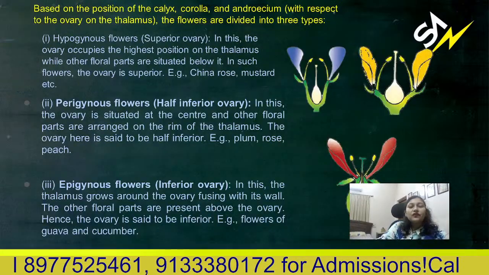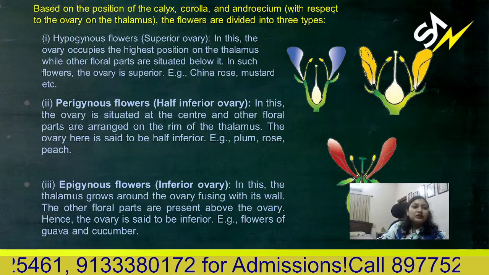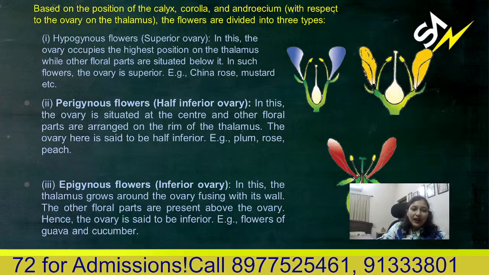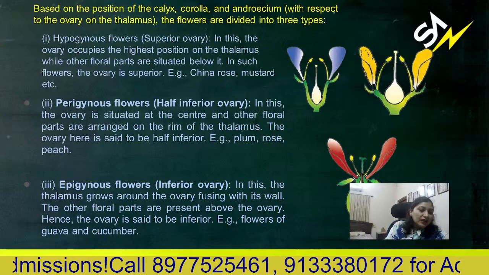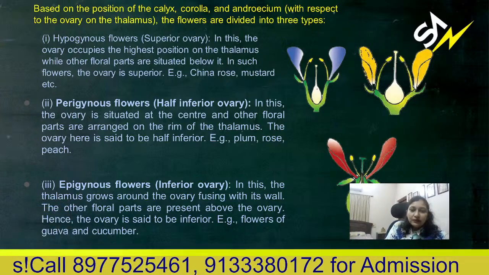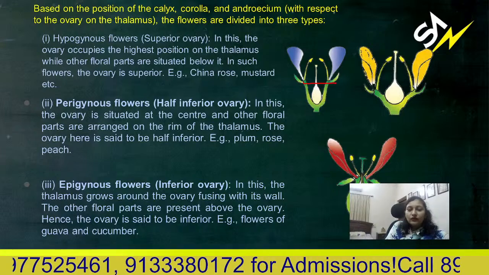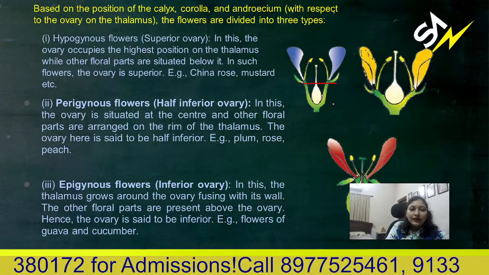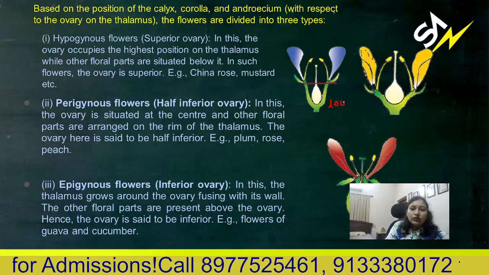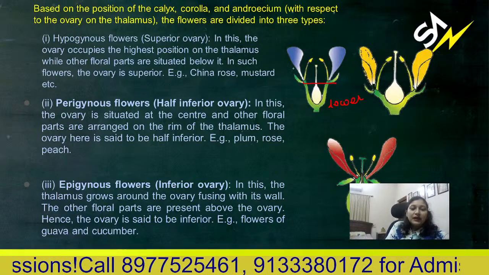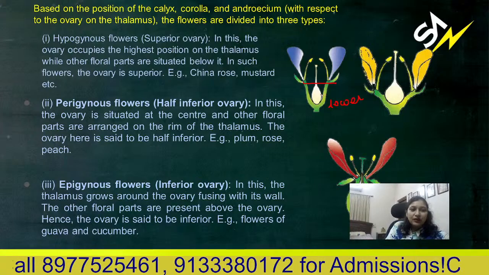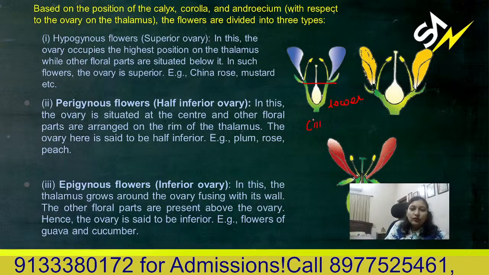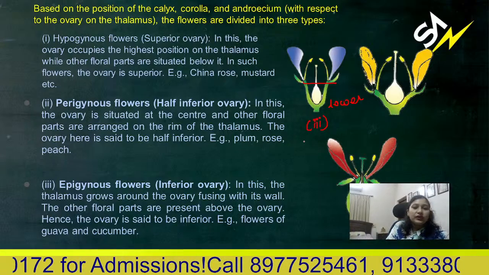Then based on the position of calyx, corolla and androecium with respect to the ovary and thalamus, the flowers are divided into hypogynous flower, perigynous flower and epigynous flower. So based on where the ovary is present. Look here, the ovary is at the lower level, and all other parts are born at the upper side. This is the example of the third one, that is epigynous flower, inferior ovary.